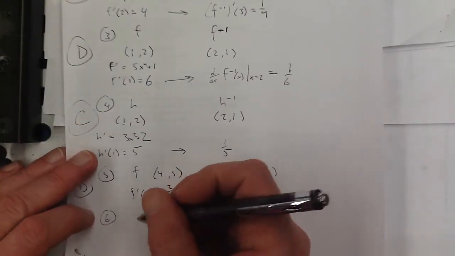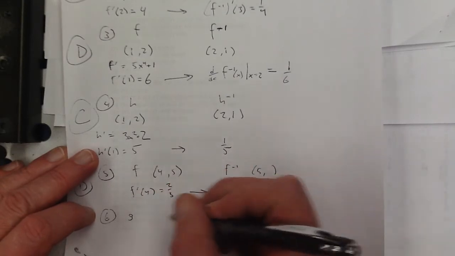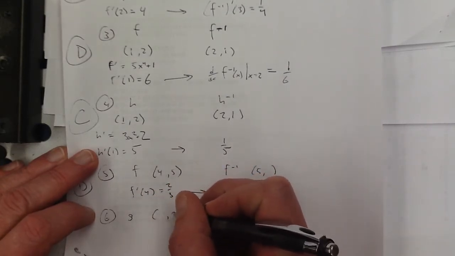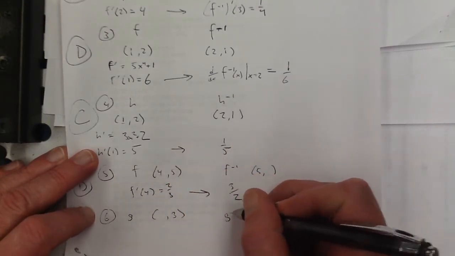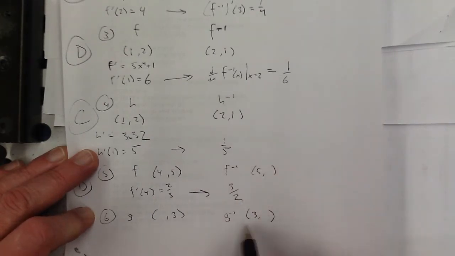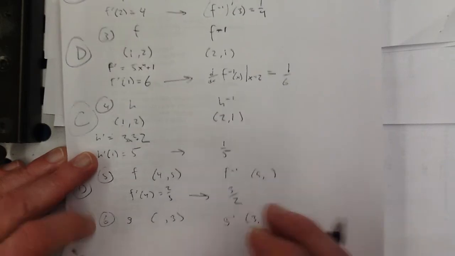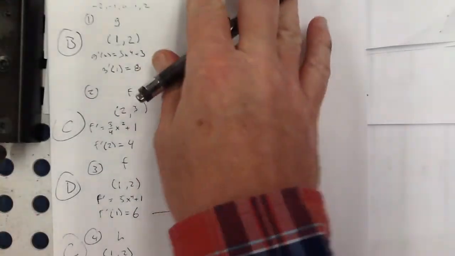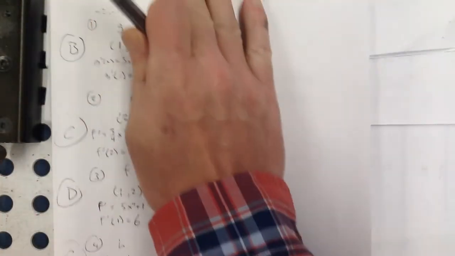So this is kind of like the last one. I've got a g function, and it looks like I want the derivative of the inverse at 3. So here's g. The inverse, I'm interested in that point on the inverse, 3 comma something. So something comma 3 on the g function looks like it's 7 comma 3.